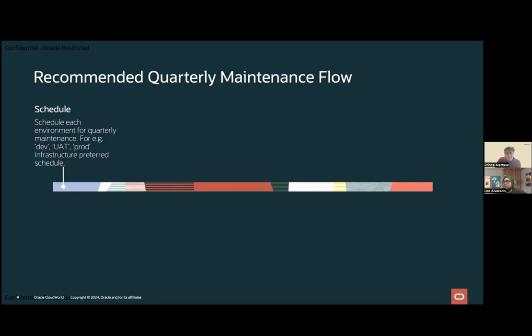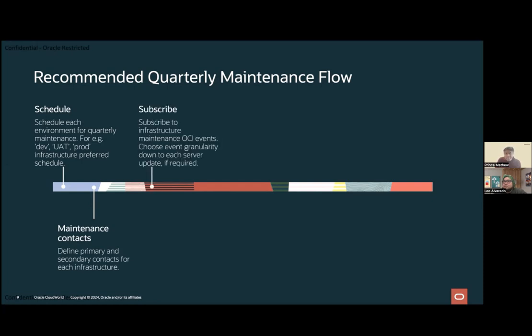So the first step is providing your scheduling maintenance preferences based on the kind of environment you are managing, be it a dev or a UAT or a prod infrastructure, and in the schedule which aligns with that environment. The next would be to define your maintenance contacts, which are either local to an environment or maybe shared, but that's the next step. And then you can subscribe to events which are specifically emitted for infrastructure maintenance related activity.